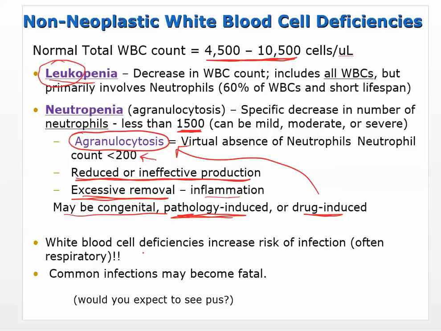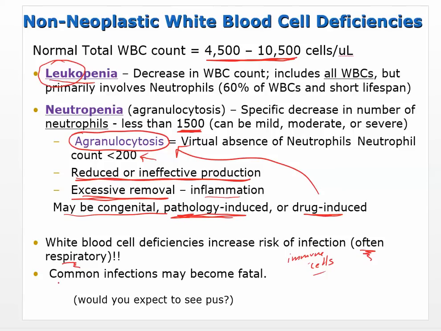Okay, so white blood cell deficiencies increase the risk of infection. Well, that sort of makes sense. We're talking about white blood cells, our immune cells. So if you don't have enough of your immune cells, then you open yourself up for infection. And a lot of times those infections are respiratory. Our body is constantly fighting stuff off. The lungs are a great place for bacteria and viruses to take hold, and if you don't have the immune cells, that's going to increase.